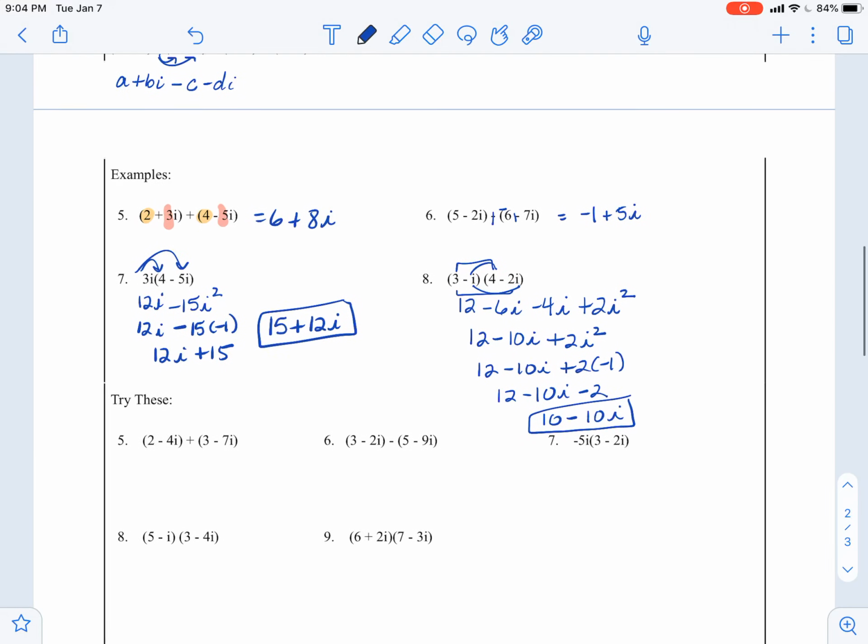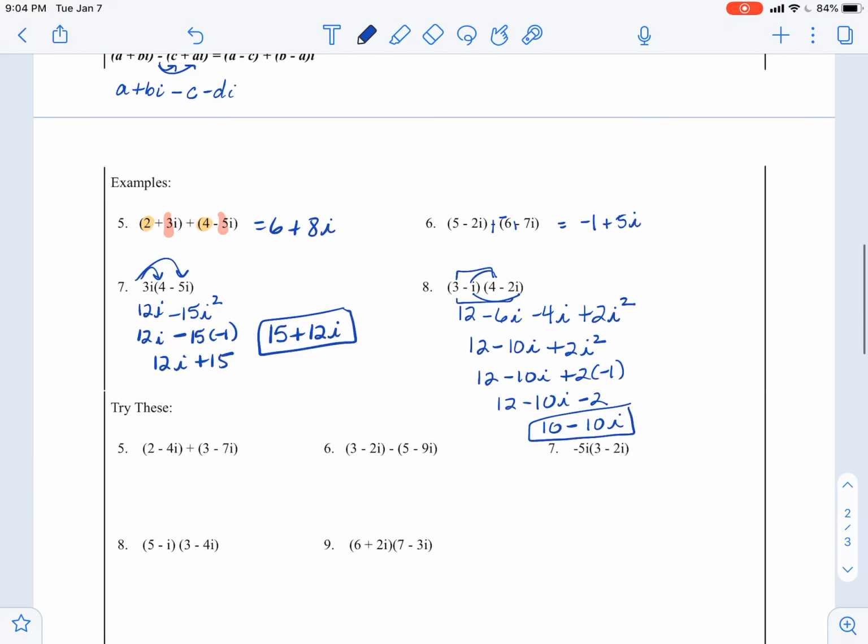Okay, so that is an introduction to complex numbers and how to add, subtract, and multiply. We're going to save the next video for division. It's a little bit more in depth.